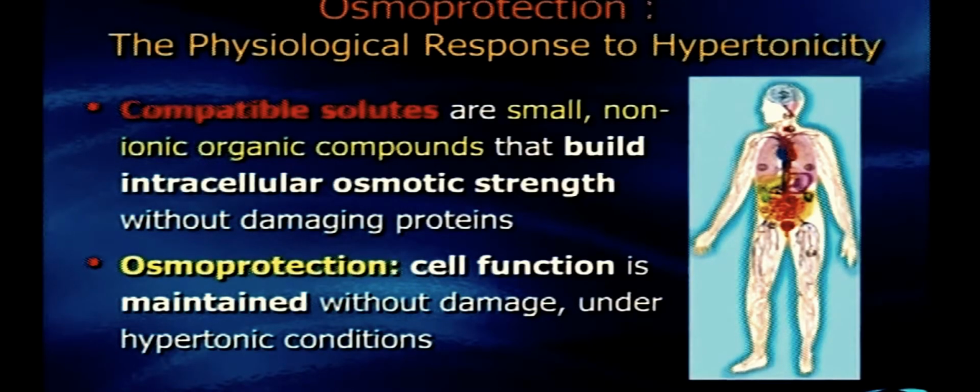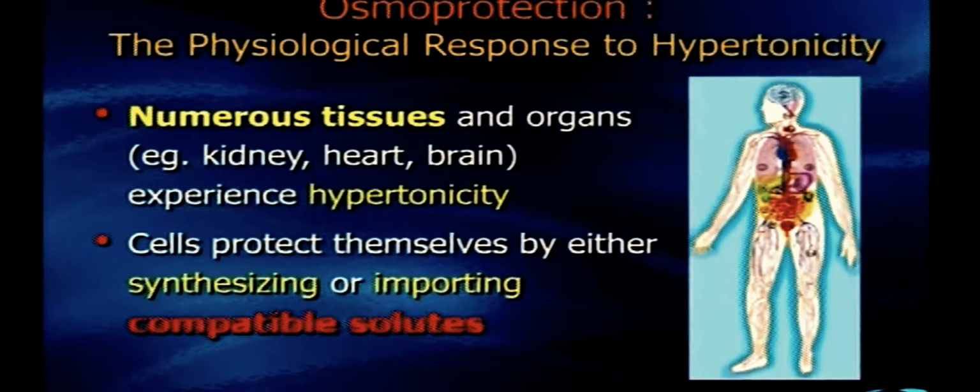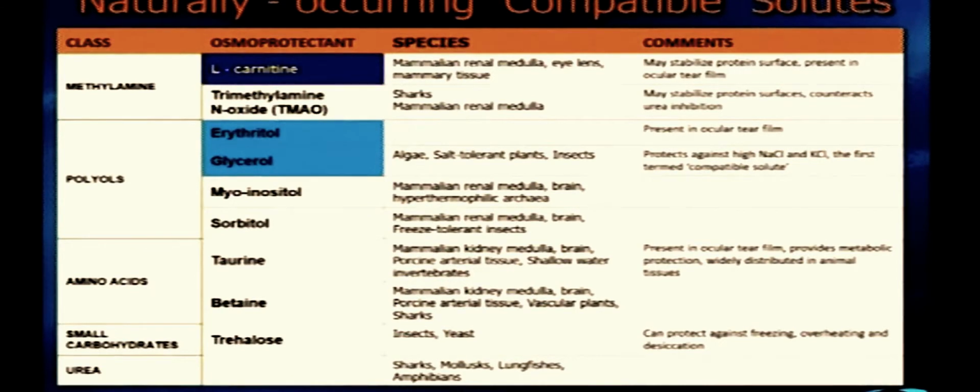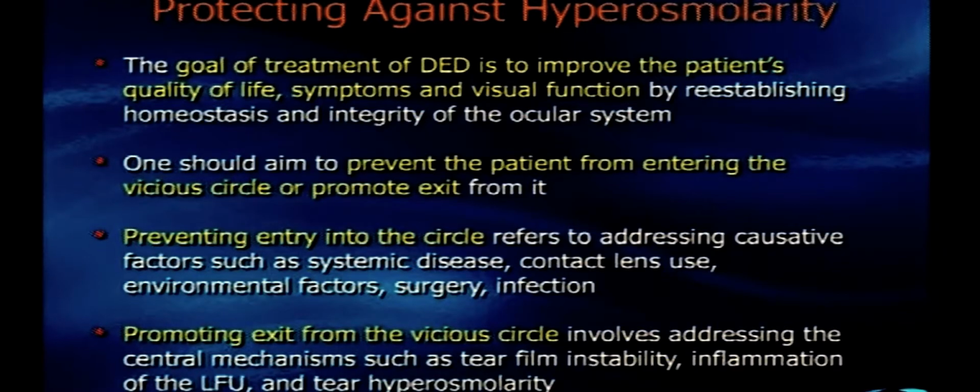And these are found in many, many tissues inside the body, especially the heart and the kidneys, where there's a lot of hyperosmolar stress. But unfortunately, the ocular surface does not have the capacity to synthesize compatible solutes, and so these compatible solutes have to be provided externally. So these are some of those that are available in various species in nature. They are the methylamines, they are polyols, they are amino acids and small carbohydrates, and some of these are now being introduced into these ocular fluids that we have, that we can use as eye drops for supplements.